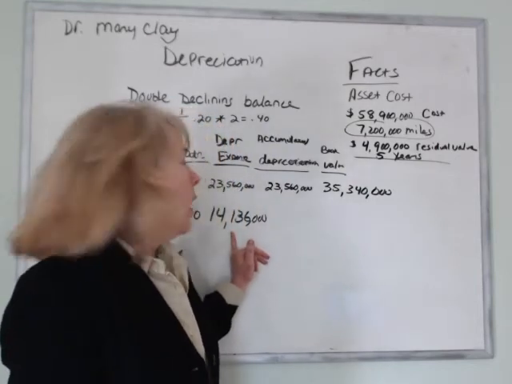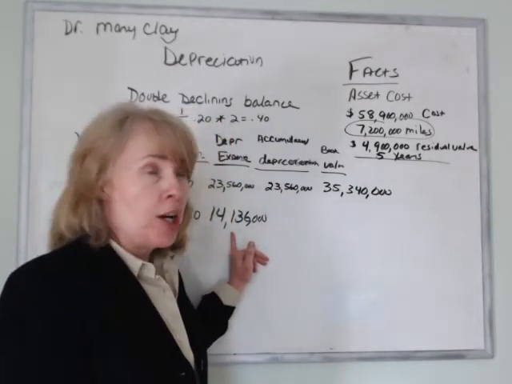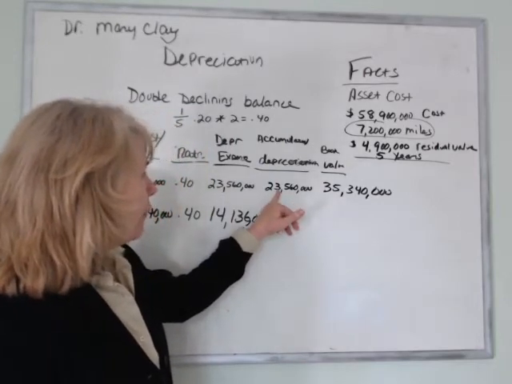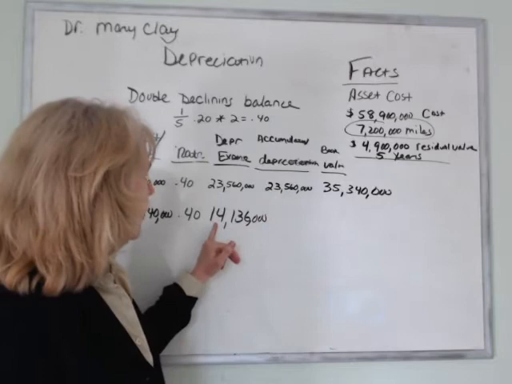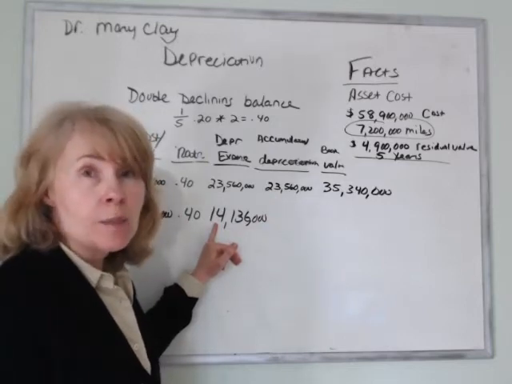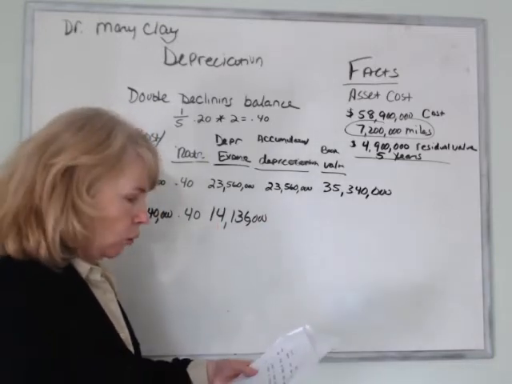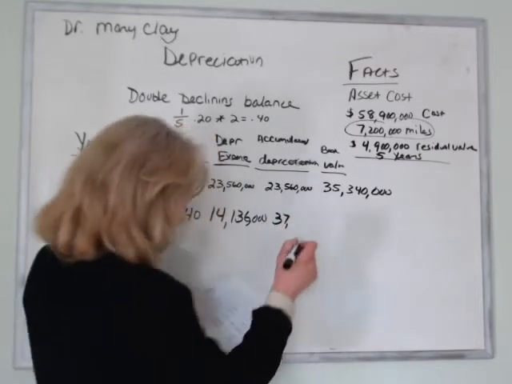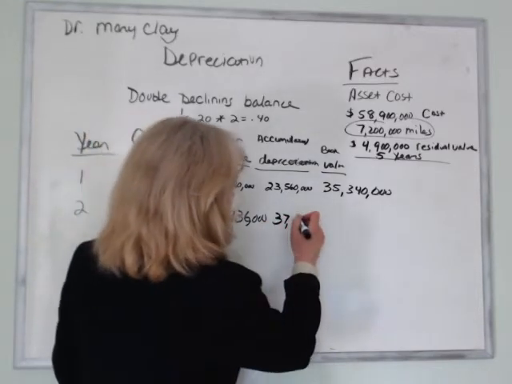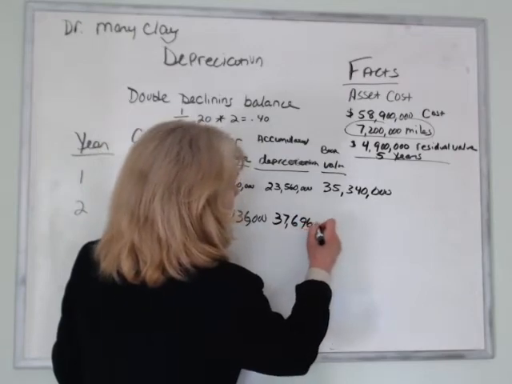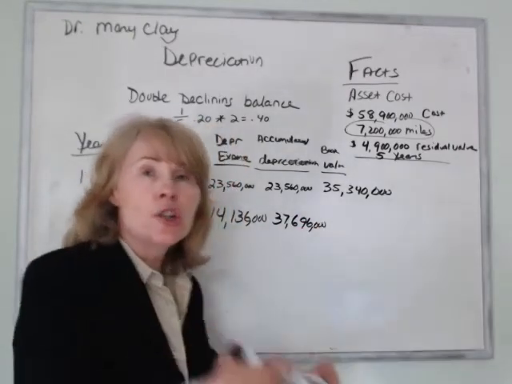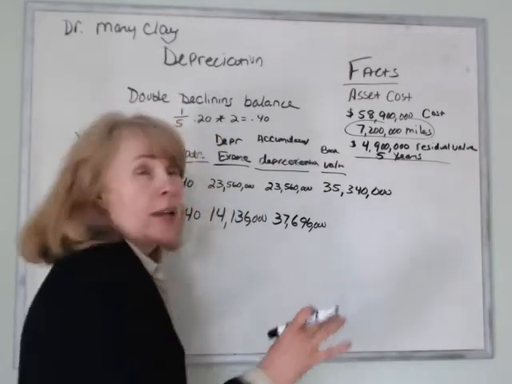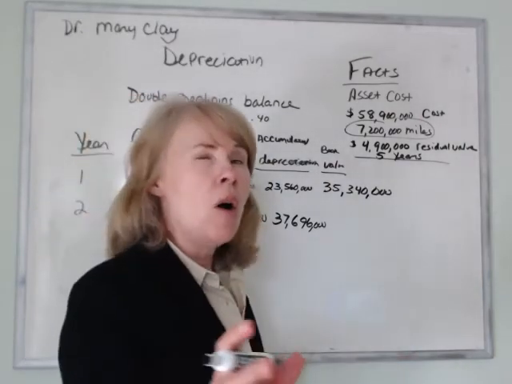Now, to get my accumulated depreciation, I'm going to take my year before, 23,560, plus my depreciation expense for this year, 14,136,000, and I get 37,696. Remember, accumulated depreciation accumulates. That's a year-to-date total.